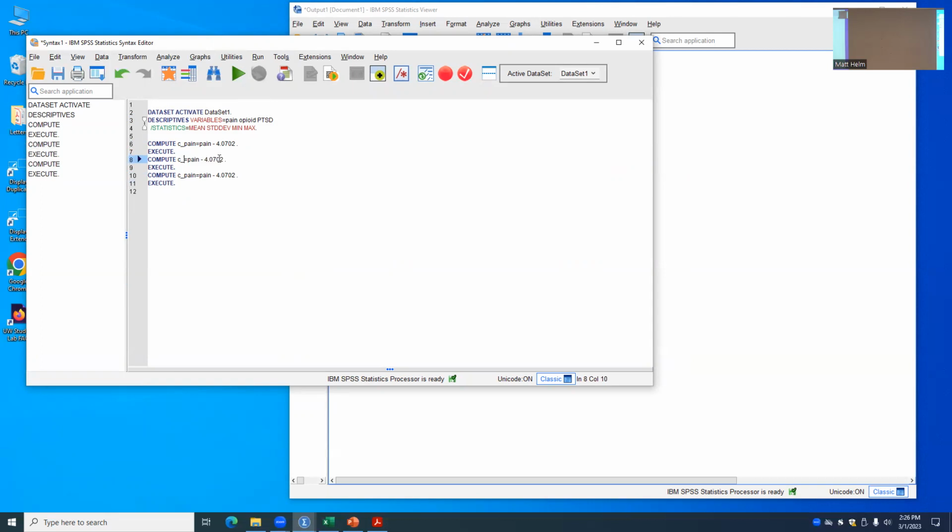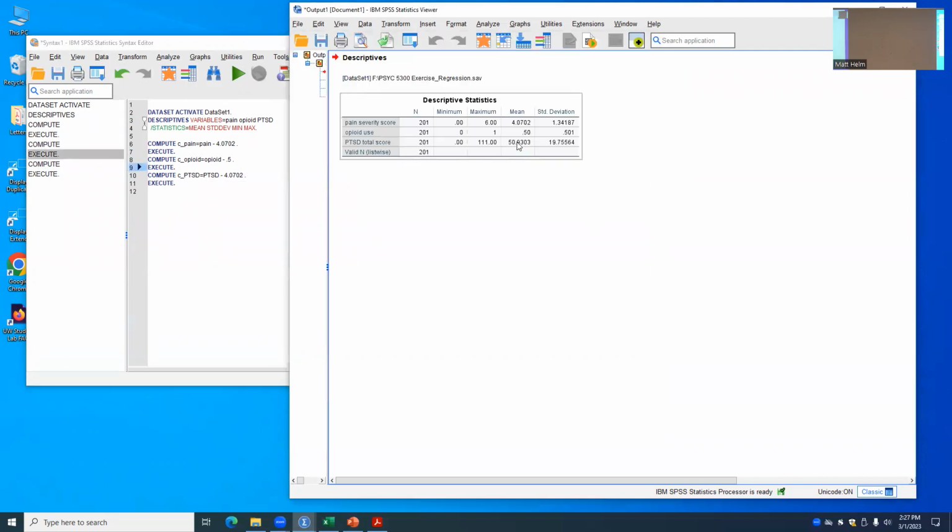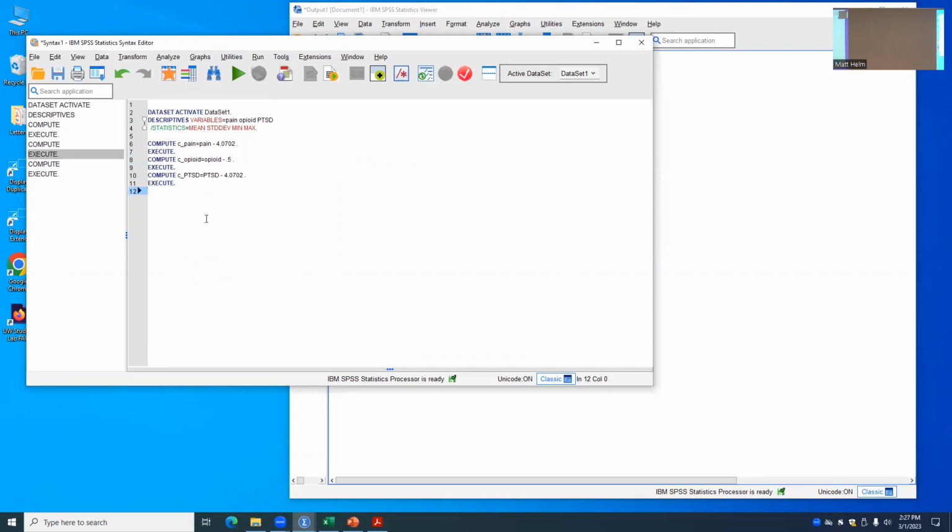So I'm going to create a variable called centered opioid, which is going to be equal to opioid minus the mean, which is 0.5. And then I got my centered PTSD, which is going to be PTSD minus my mean, which is 50.93.